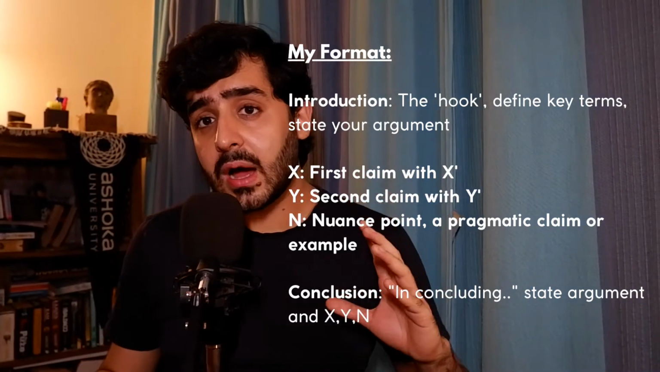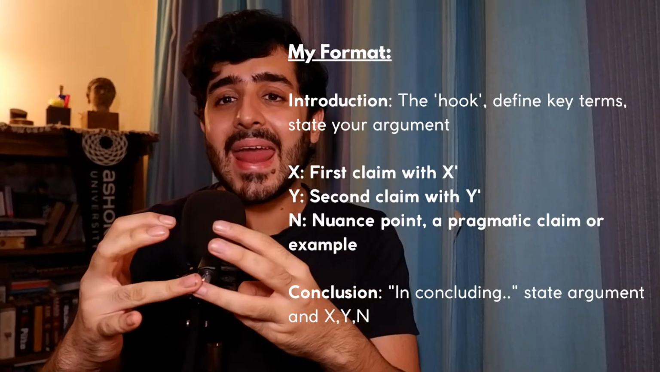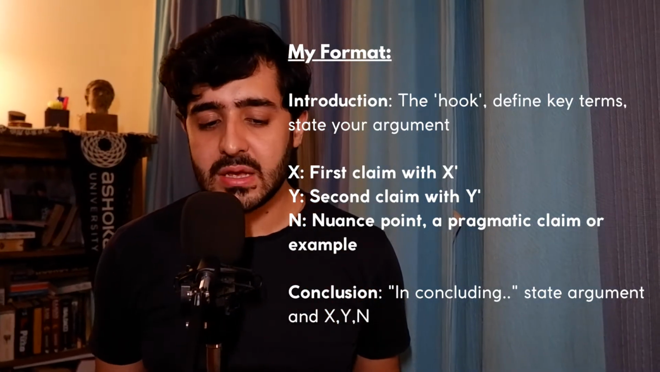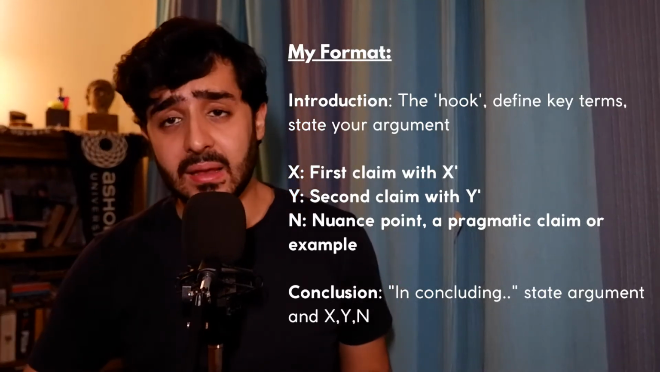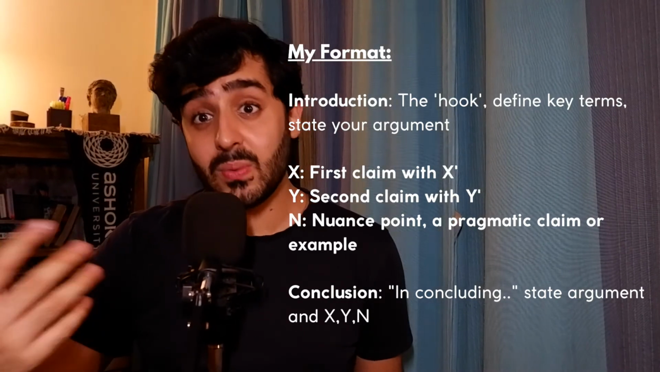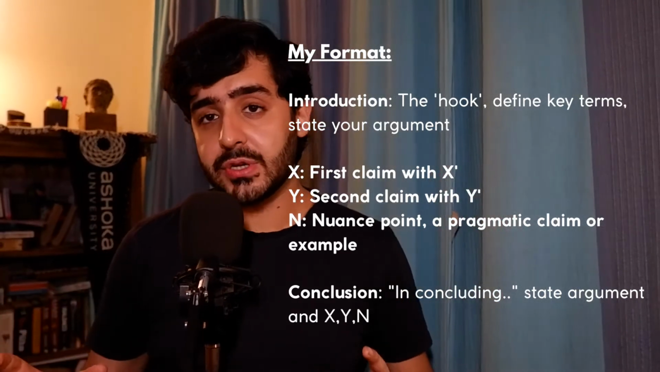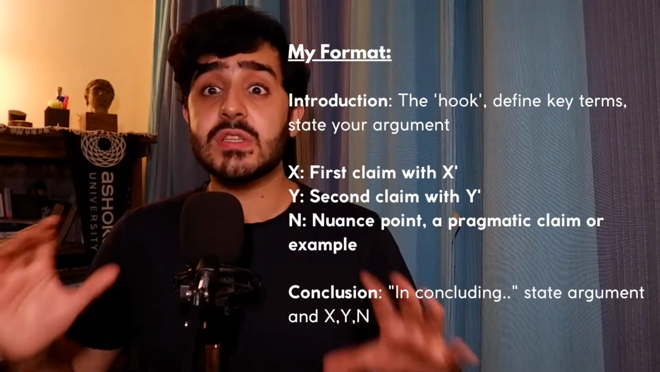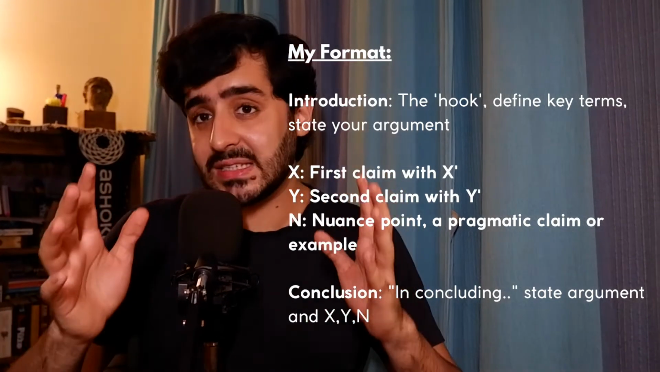Now your main body, I usually split into three parts: X, Y, and N. Now I'll explain to you what X, Y, and N are. So X is essentially your first claim, Y is your second claim, and N is your nuance point, and we will get to that. So in X, you want to be able to make the first argument that you do. What is your first claim? Why do you believe in this prompt? Why do you agree with this prompt? Why do you disagree with this prompt? X is the reason I do.